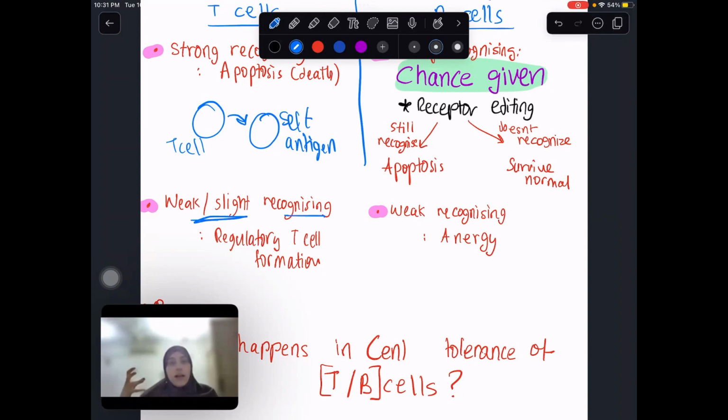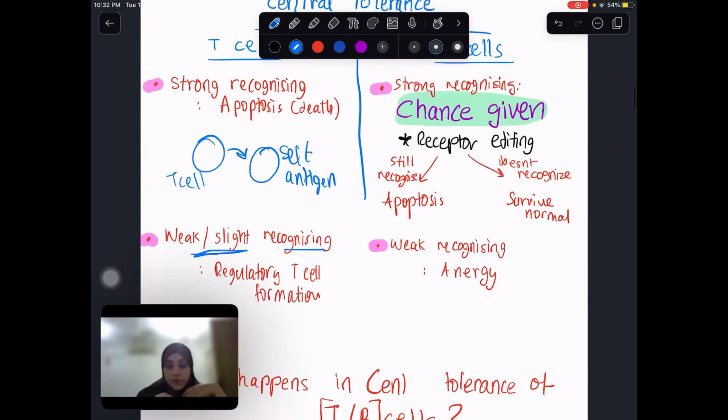The T cell either recognizes the self-antigen strongly or weakly or not at all. Not at all, nothing will happen. It will be positively selected. It will survive. But if there is any type of reactivity towards the self-antigen, this is where something is happening. If it is a very strong reaction to the self-antigen, apoptosis happens, death. If it is weak recognition, then regulatory T cells are going to be formed or developed.